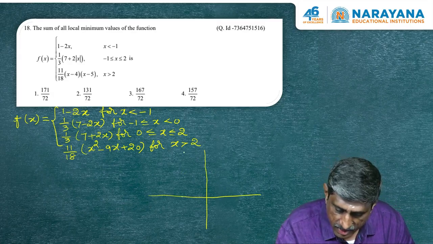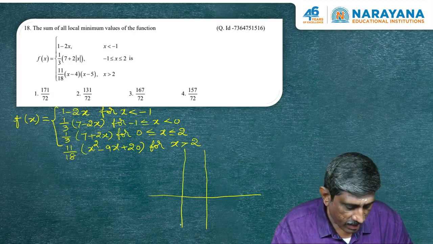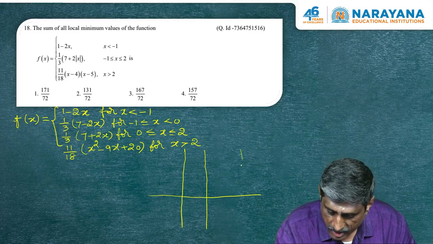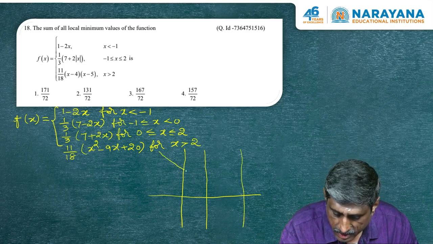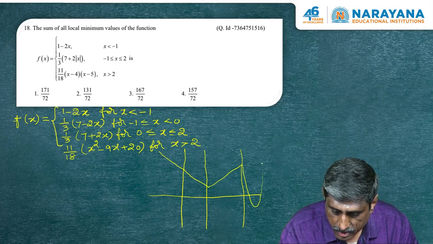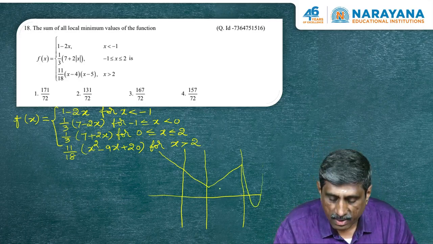is a straight line. This is x is equal to minus 1 line, let us say. This is x is equal to 2 line, let us say. So, when we draw the graph, we are getting a straight line like this, and another straight line like this, another straight line like this, and a graph like this. This is going to be the graph of the function.